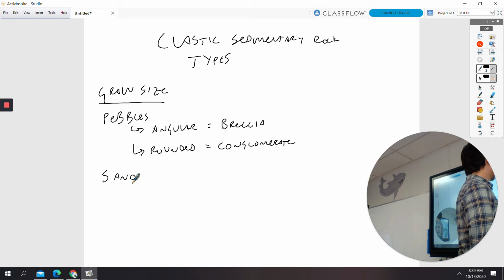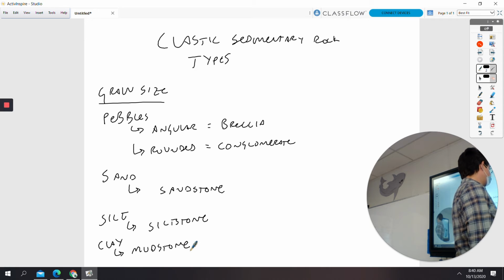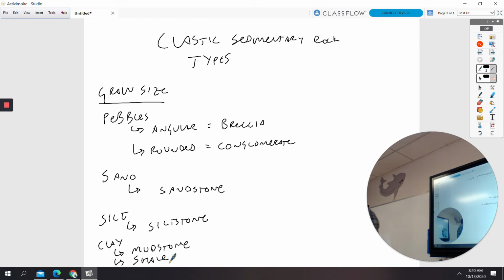If the grain size is sand, we call it sandstone. If the grain size is silt, we call it siltstone. And if the grain size is clay, we can either call it, depending on the orientation of the clay, like if they're all lined up or not. If they are all lined up, we call it shale, and if they aren't, we call it mudstone.